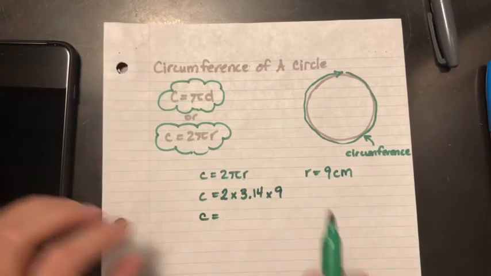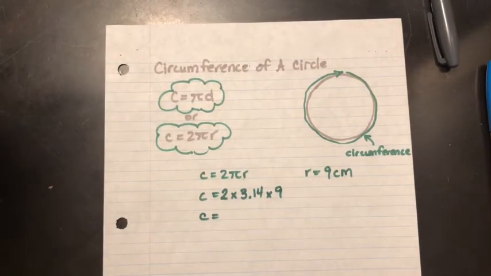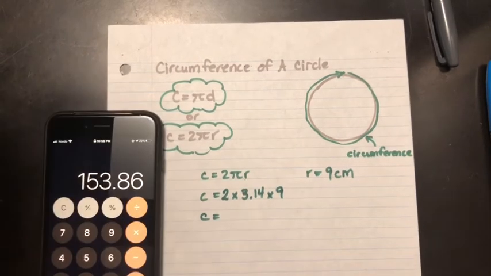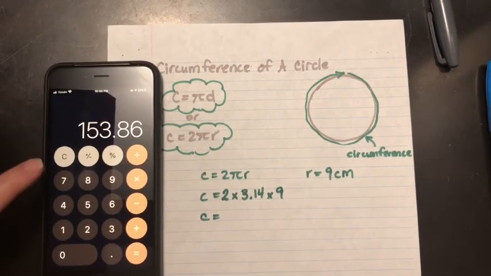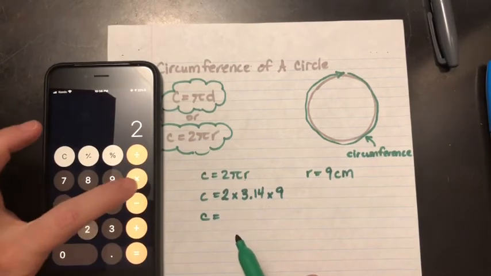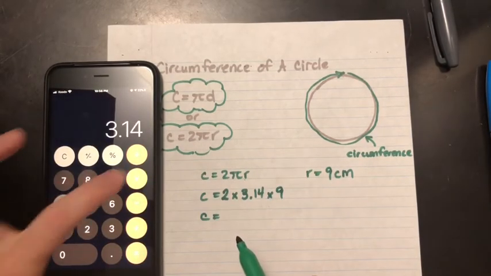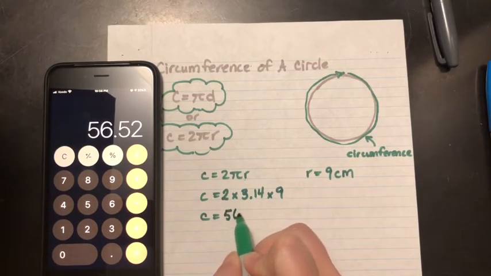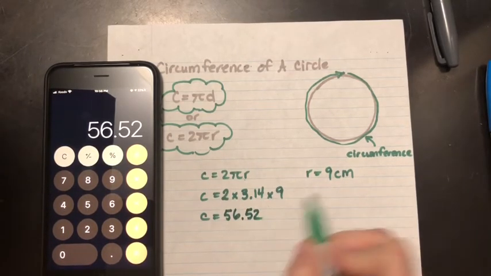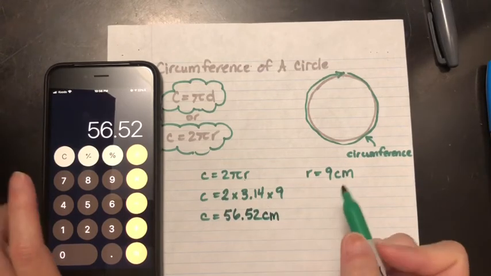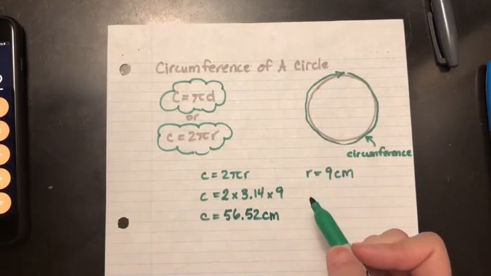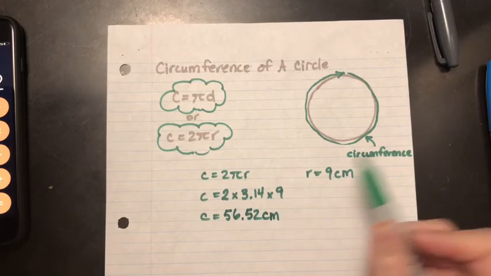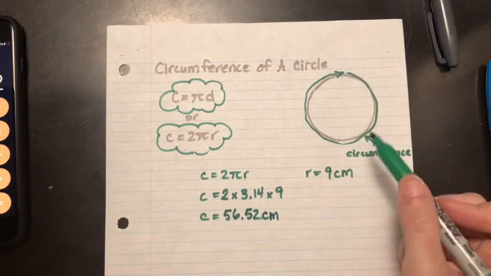Okay? And then we can just get out our calculator. And I again have to type in my code, so it takes me that extra second. All right, here I am with my calculator. So I'm going to go 2 multiplied by 3.14 multiplied by 9 equals sign 56.52 centimeters. Now, this is only the distance around the outside edge, so it is not squared because it's just that line of distance that goes all the way around.